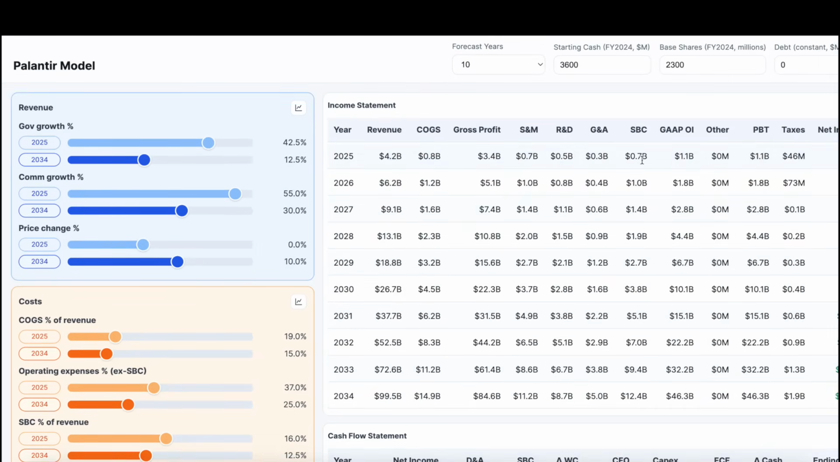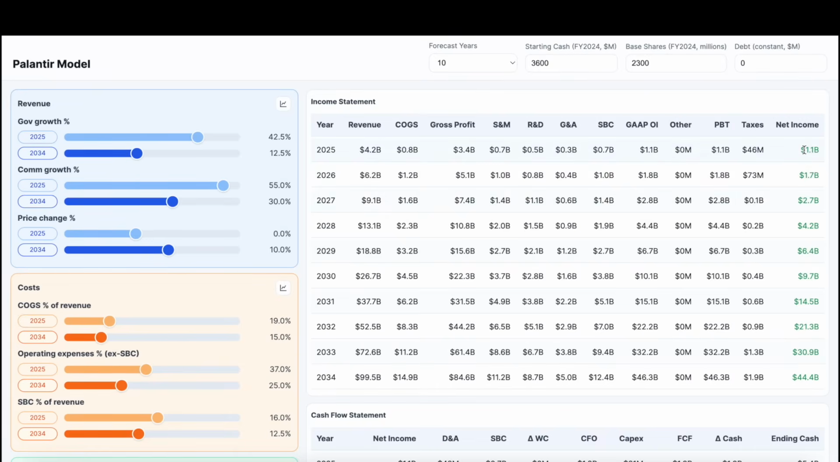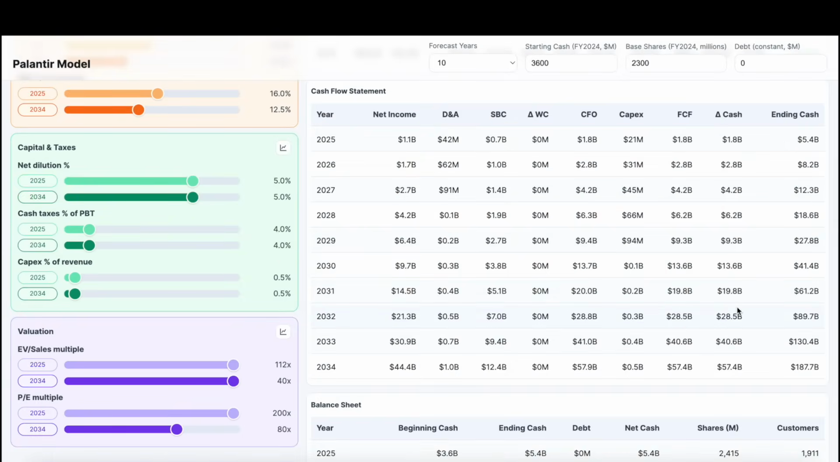Let's see what else is important here. We can have a look at net income, which is our profit, of $1 billion to $44 billion. A real cash cow when you really think through the numbers here. And then as for cash flow, they're going to have so much cash over time. We're going to talk about this in the next video, but yeah, they're going to be just printing cash.